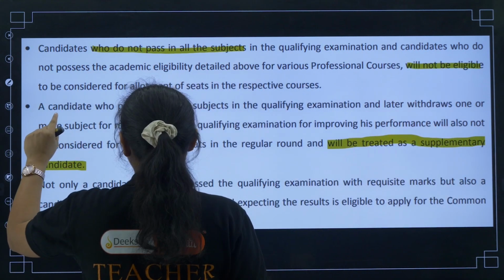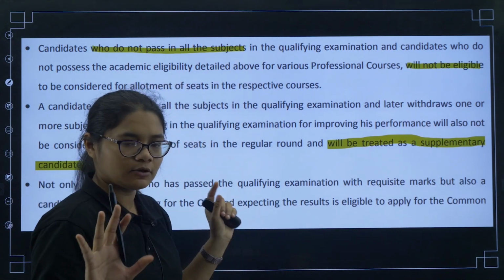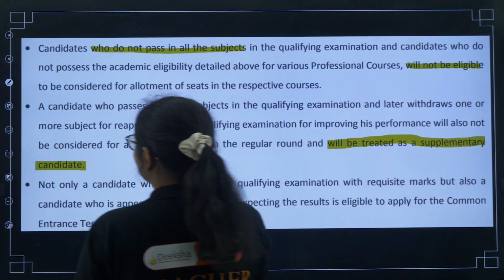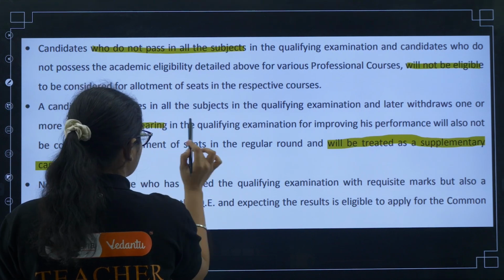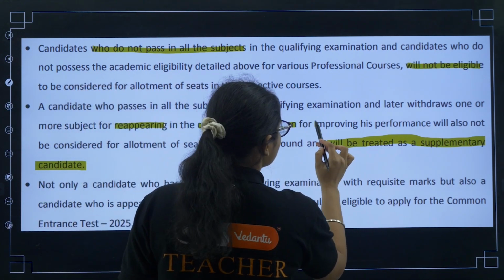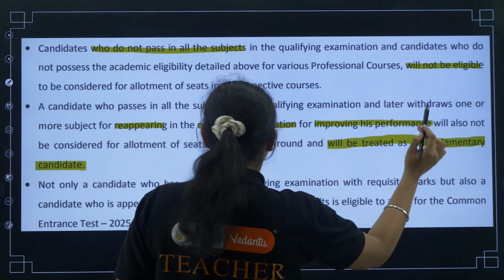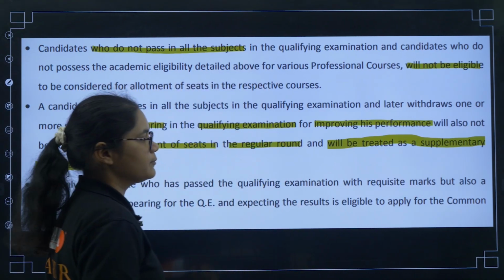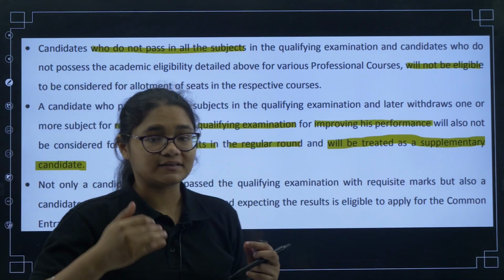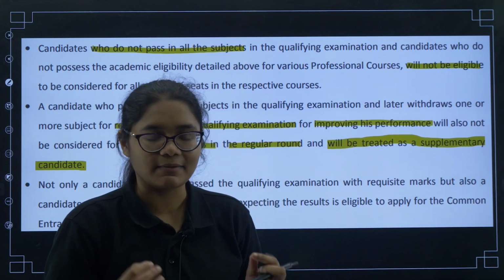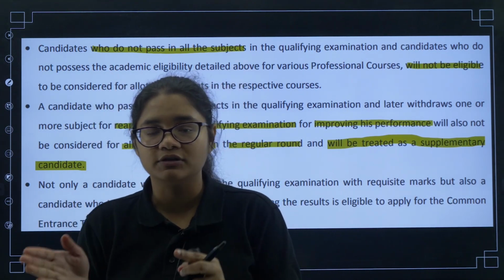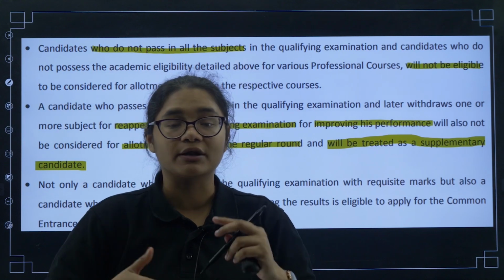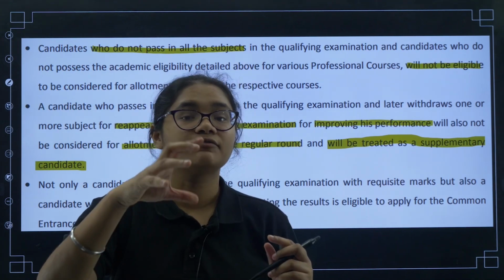Now coming to here, a candidate who passes in all the subjects in the qualifying examination and later withdraws one or more subjects for reappearing in the qualifying examination for improving his performance will also not be considered for allotment of seats in the regular round. So what happens if, suppose you have given an improvement exam and your result has not come before the counseling starts, then in that case you cannot participate in the counseling from the first part.